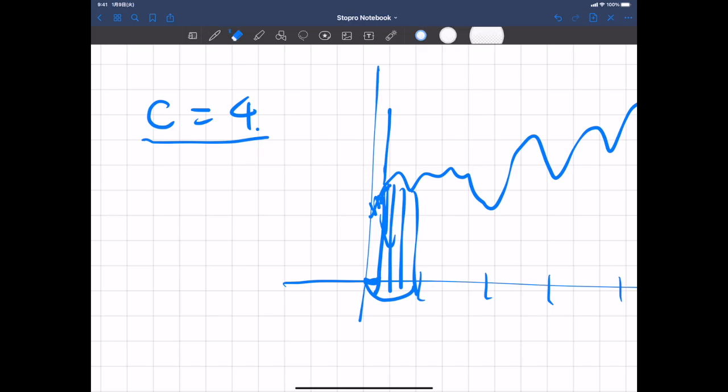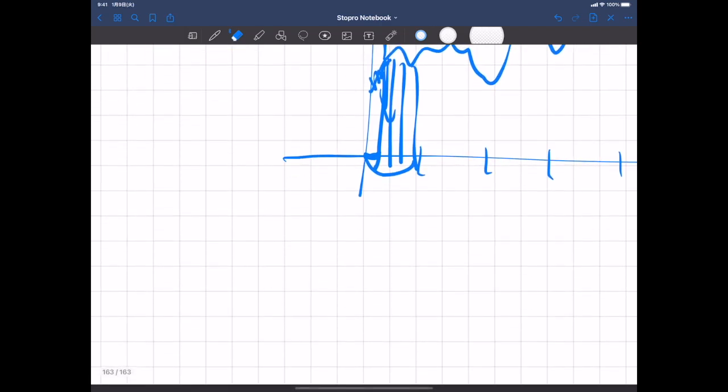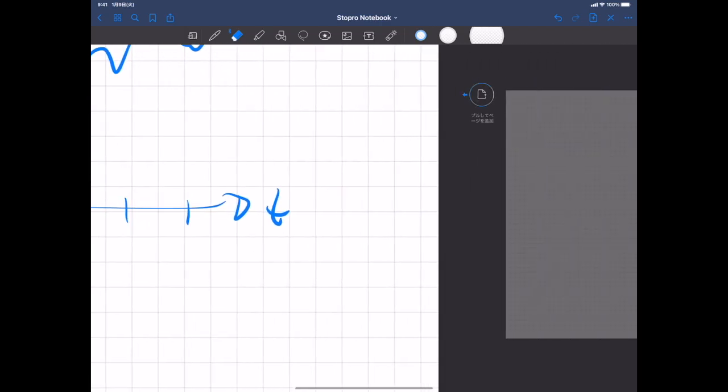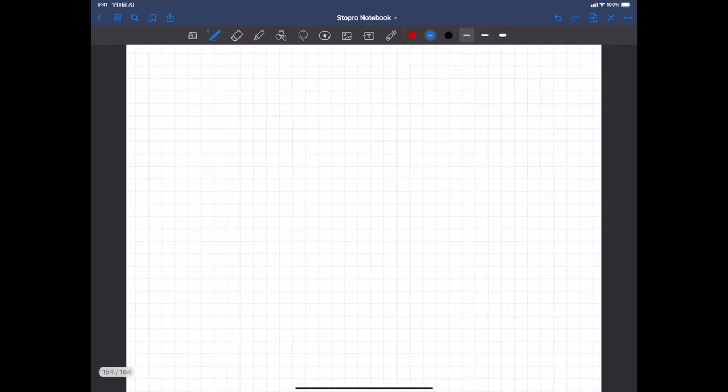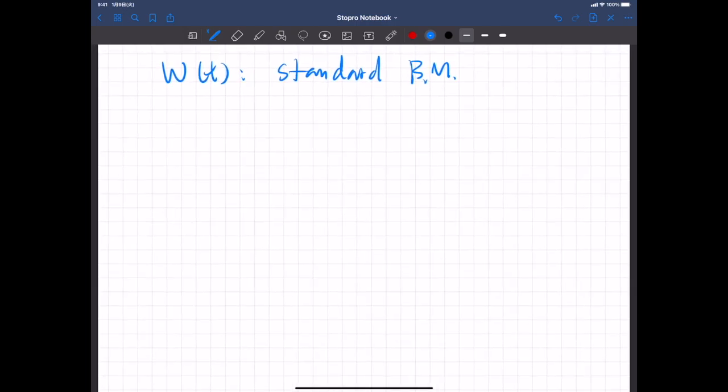We informally show that the Brownian motion is nowhere differentiable. For that, let's say W of t is a standard Wiener process, standard Brownian motion. And let's define its increment. So the standard Brownian motion's increment is this.